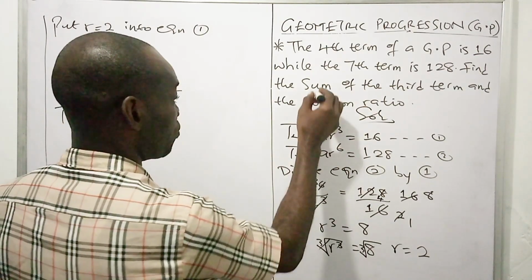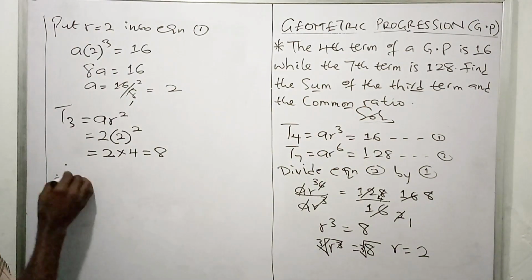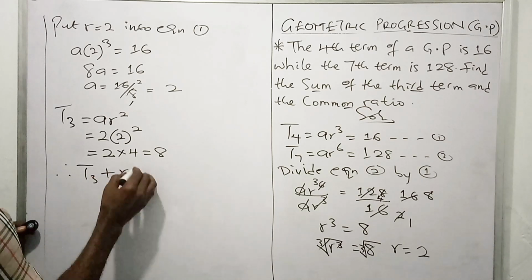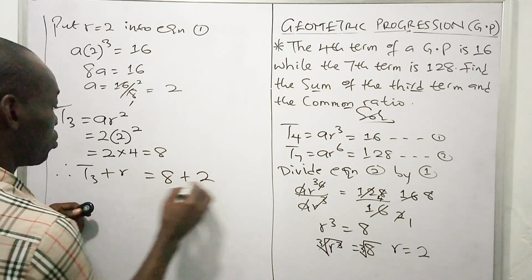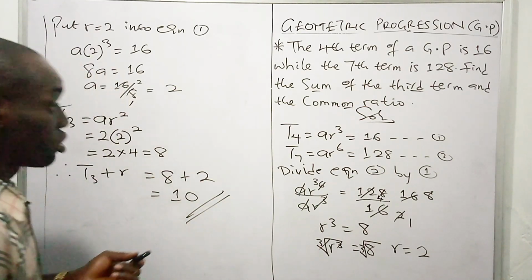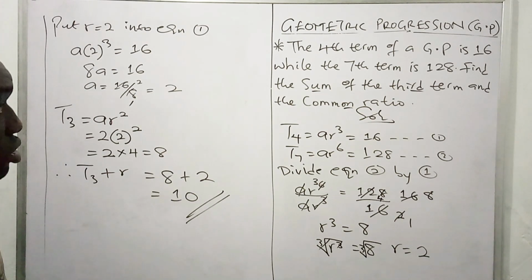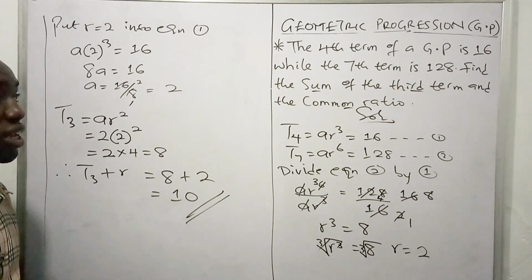And the question asks us to find the sum of the third term and the common ratio. So therefore, T3 plus the common ratio: T3 gave us 8, and the common ratio is 2. When we add both together, that gives us 10. And that becomes the solution to this very interesting question under GP. So that will be the size of our lecture for today.